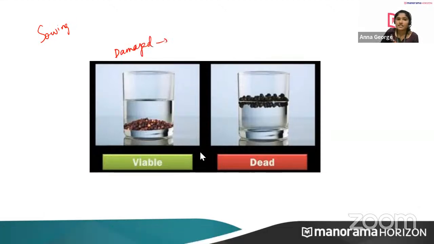if the seeds are damaged, the seeds will float because the seeds will be hollow. There will be nothing in the seed, so there will be no density, so the seeds will float. Here you can see the seeds floating. So these are dead seeds. And if the seeds are very good quality or very viable, they will have something in them, so they are denser and they will not float. So that is how we can find out the very good ones.